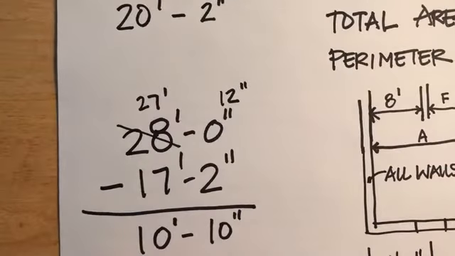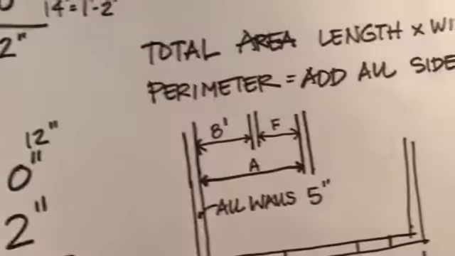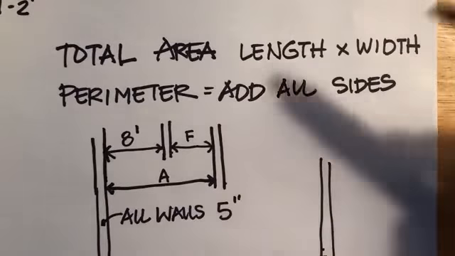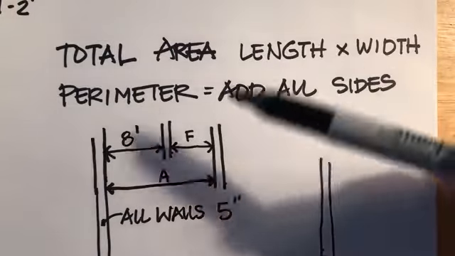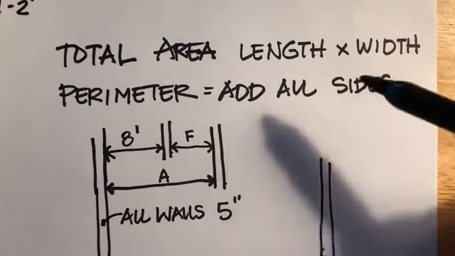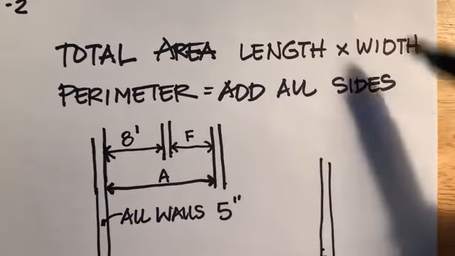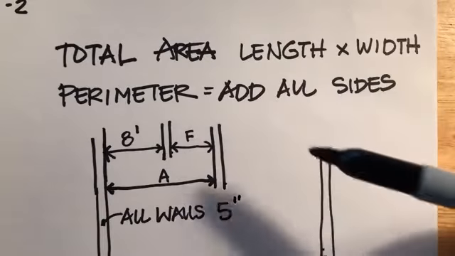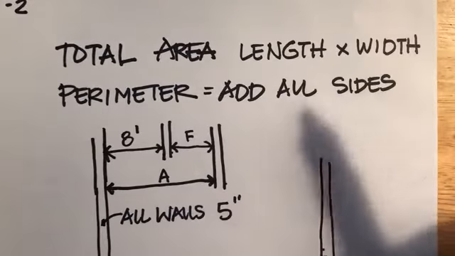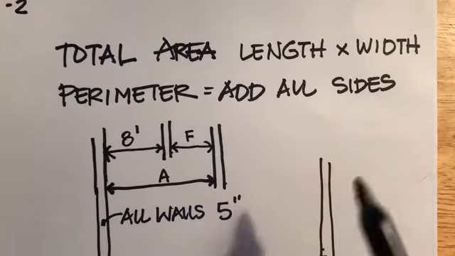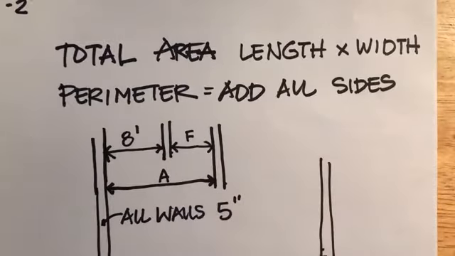Then also when we talk about total area, we're talking about length times width of your entire plan. So you'll take the overall length of the building and the overall width and multiply those two to find that answer. And then the perimeter would be just adding up all 4 sides of this building in the worksheet.